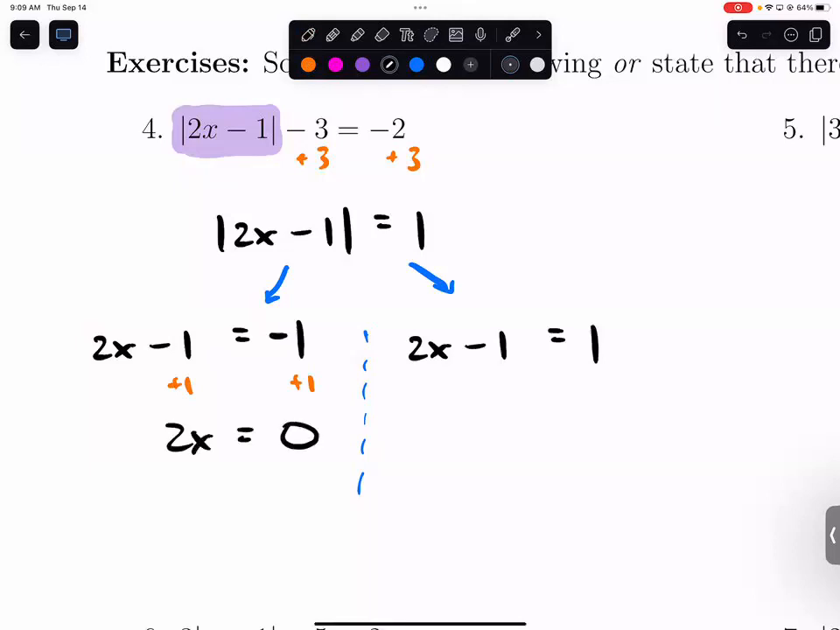0 divided by 2 is 0, right? No cookies, but 2 friends. Like, no one gets any cookies, but at least you have friends, right? It's okay. So x is 0.